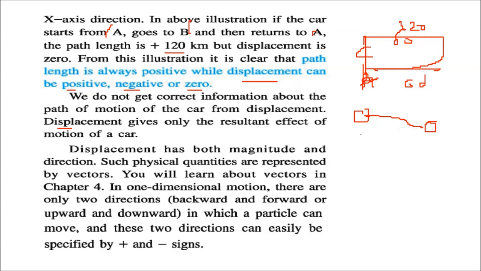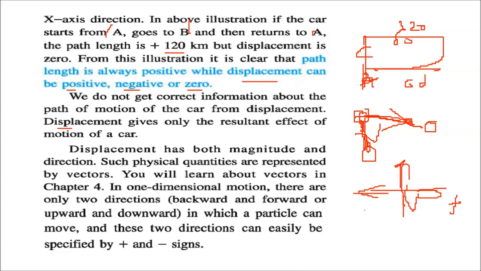This is displacement. Displacement has both magnitude, as you see this is magnitude, and also the direction. If you landed here, this is the magnitude, but this is the direction. These are the directions, and these are represented by vectors. We'll learn about these vectors shortly. So in one dimension motion there are only two directions. It can be either this way or that way, that is backward, forward, upwards, downwards, in which the particle can move. And if we take this as plus, we have to take this as minus. If we take this as plus, this is minus, and vice versa.